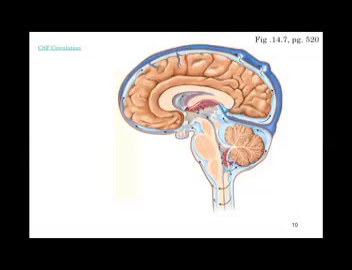Flow, or the path of circulation, of cerebrospinal fluid. So I'm going to walk you through this so you can see where it's made, how it flows through those ventricles, and then how it actually gets out of inside the brain ventricles and actually around the brain and spinal cord.